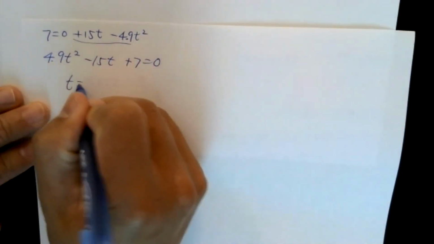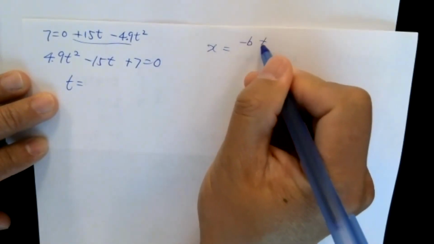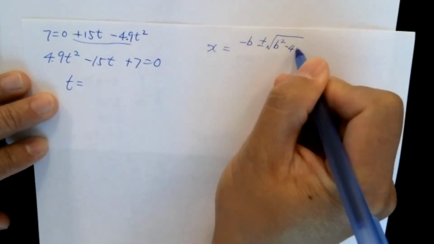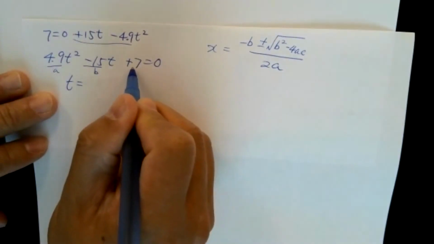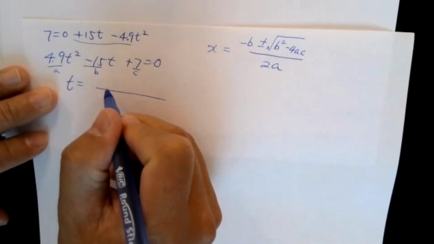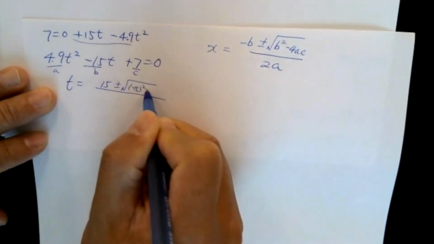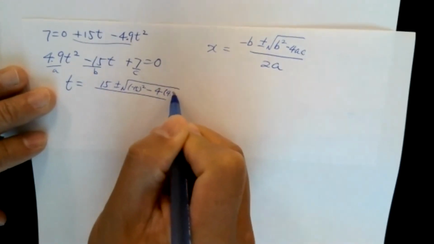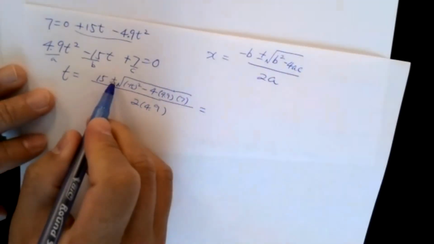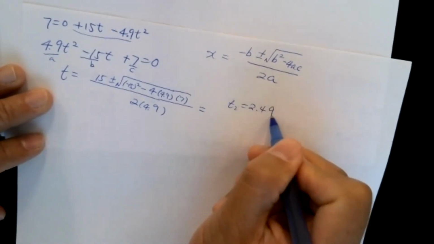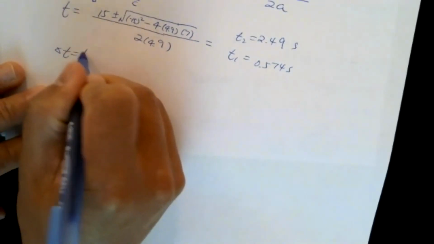It's going to tell me that t equals, for a quadratic equation, the solution is equal to minus b plus or minus the square root of b squared minus 4ac, over 2a, okay? So my a is 4.9, minus 15 is my b, c is 7. So minus b, minus of minus 15 becomes positive 15, plus or minus the square root of minus 15 squared minus 4 times a times c, divided by 2a. The plus will give me t2 equal to 2.49 seconds. The minus will give me t1 equal to 0.574 seconds.